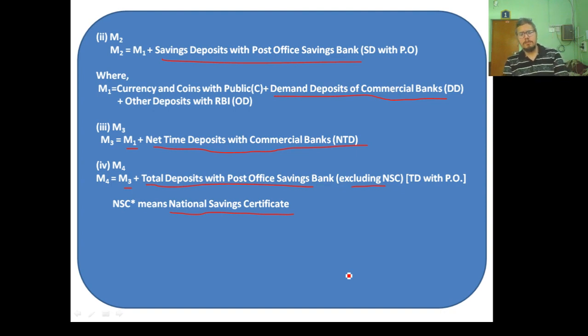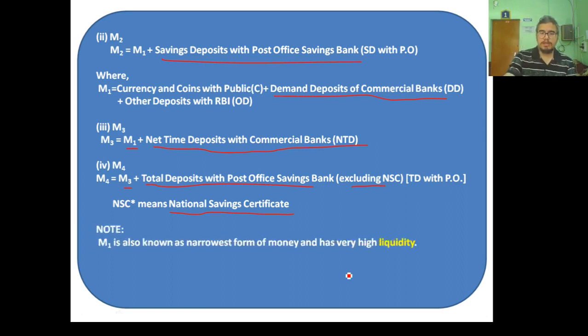Now if we see these 4 measures of money supply, you see that M1 is also known as the narrowest form of money. M1 and M2 combined are known as the narrow form of money, and the narrowest form of money is M1. And how do we define this narrowest form of money? It is defined mainly in terms of liquidity. So M1 is the narrowest form of money in terms of liquidity.